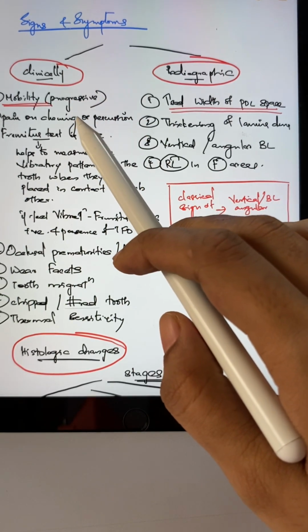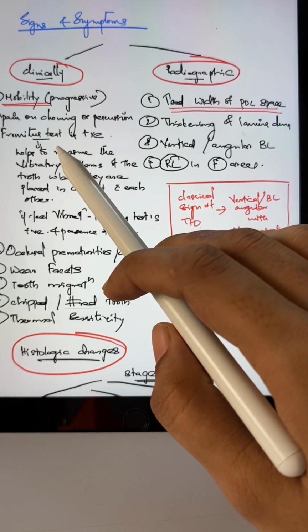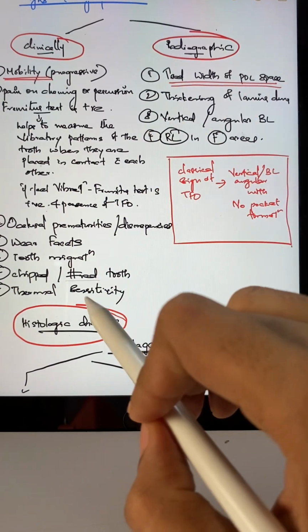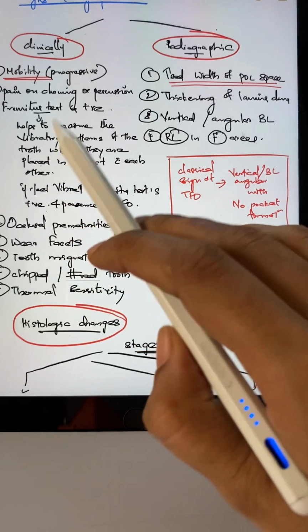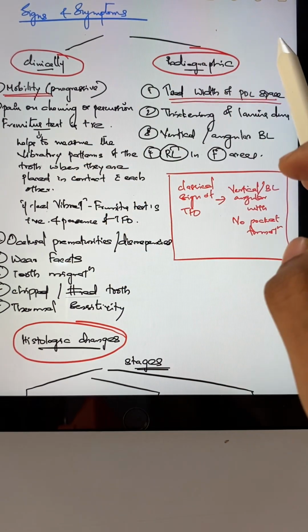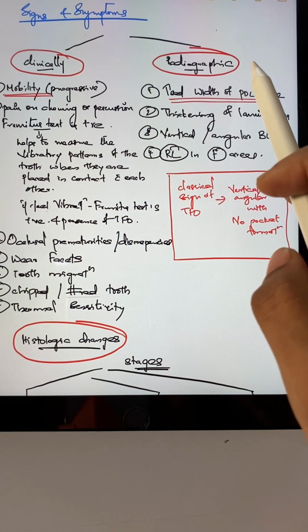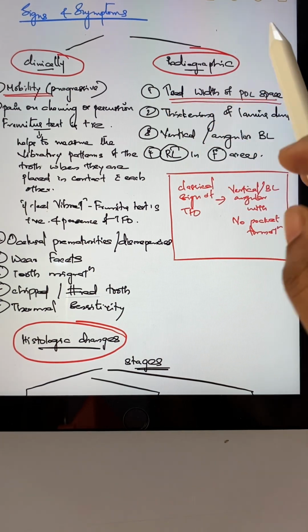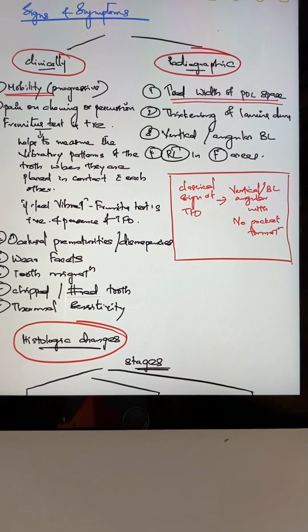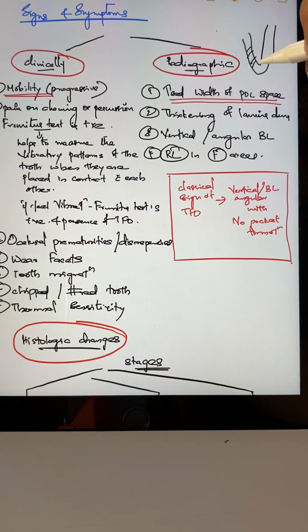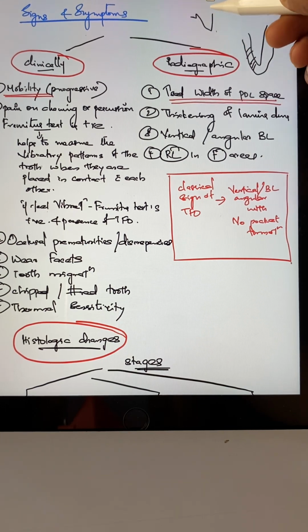Because of that, there is pain on chewing or percussion, and you all know about the fremitus test, that test would be positive. Then occlusal discrepancies, wear facets, tooth migration, chipped or fractured teeth, thermal sensitivity, these can all be seen in the mouth of a patient with traumatic occlusion. And radiographically we can see the increased width of the periodontal space, this is really important. That means if this is the tooth and this is the periodontal space in a normal case, whereas in traumatic occlusion this width would be more.